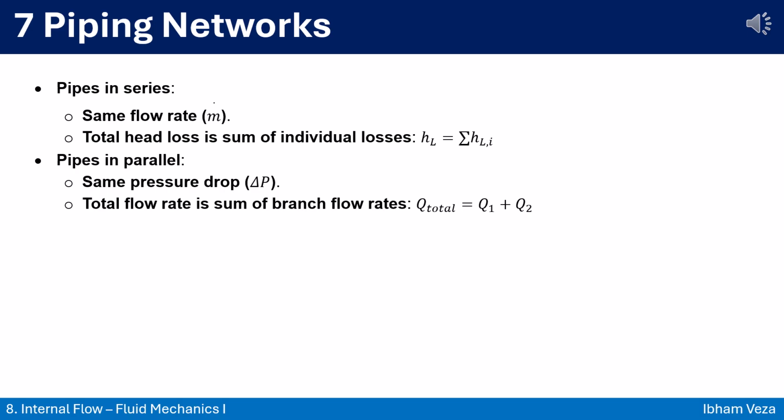These simple principles, constant flow rate in series, constant pressure drop in parallel, form the foundation for analyzing water supply networks, district heating systems, and even complex HVAC layouts. Get these basics right, and you'll be able to model real systems with confidence.